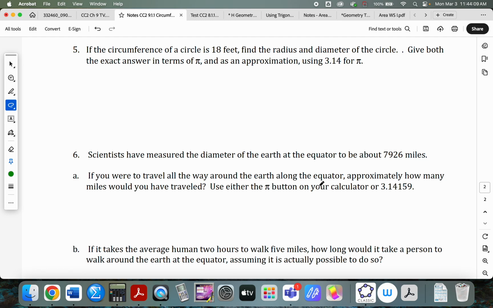All right, let's go on. This time they've given us the circumference. They want us to find the radius and the diameter of the circle. Give both an exact answer in terms of pi and as an approximation. All right. So now we've got 18 is equal to pi times the diameter. So what would we have to do to solve that for the diameter? Not what is the answer, what do we do? Divide by pi.